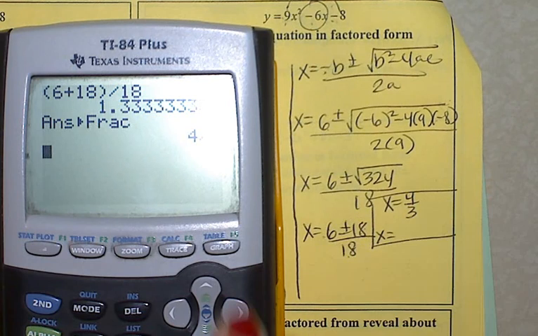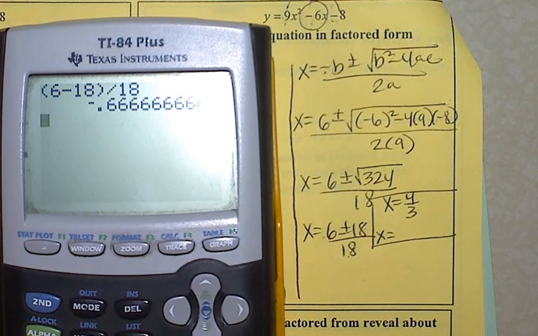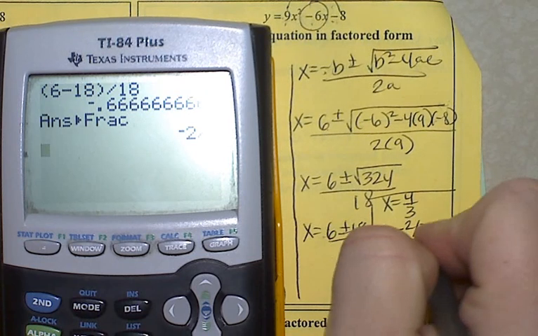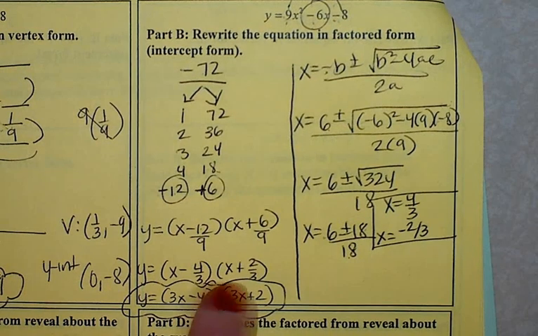Now I'm going to subtract. 6 minus 18, I've got to put in parentheses, divided by 18. And again, put it back into a fraction. These are the two x-intercepts. They're the exact same intercepts we found by looking at it in this form.